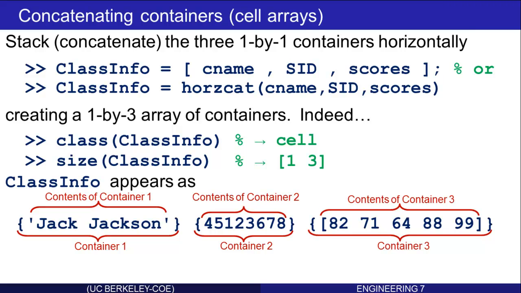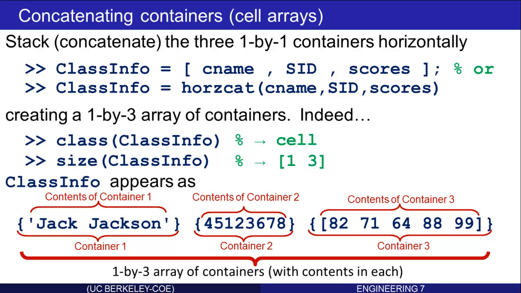Notice that while it is a 1x3 array of containers, each container contains a very different type of object. The first container's contents are a 1x12 character array. The second container's contents is a 1x1 double array. And finally, the third container's contents is a 1x5 double array. Indeed, we see, though, that ClassInfo is a 1x3 array of containers, and each of the containers has contents.